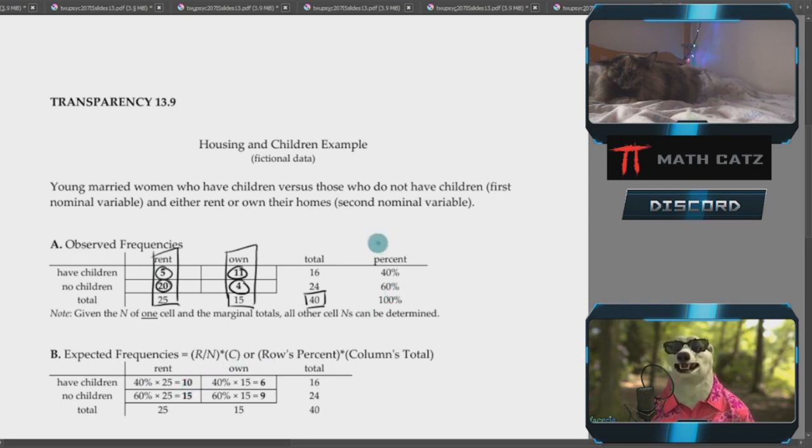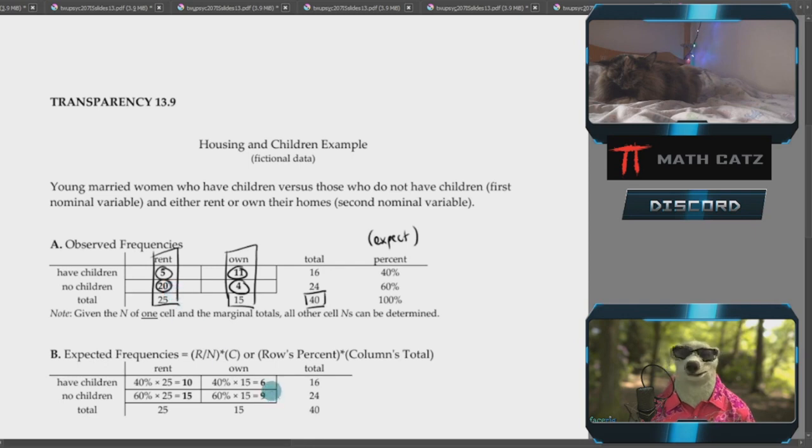We expect, so this is sort of now what we expect, without looking at renting or owning, just the first variable only. We expect in the rent column to have 60% be not having children. So we expect numbers of 10 and 15. We didn't get them. Is that significantly different or just normal expected fluctuation?